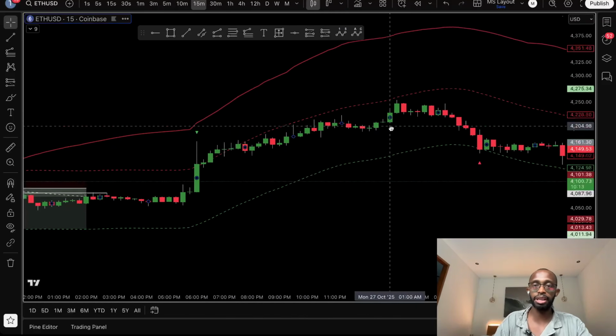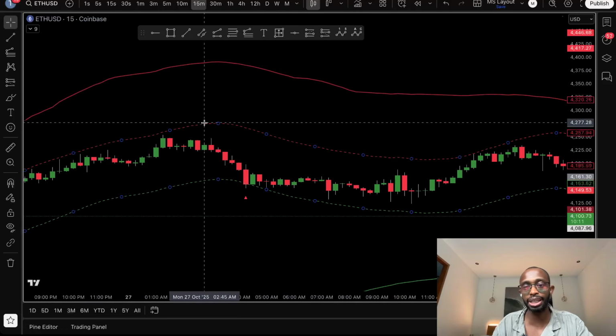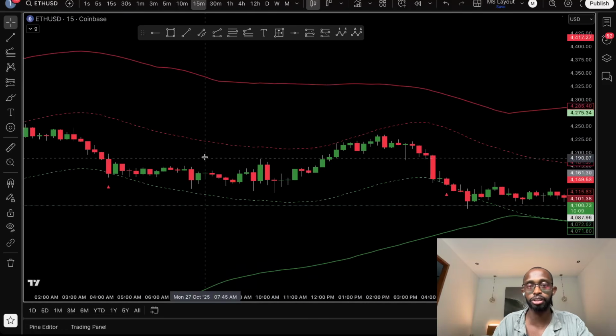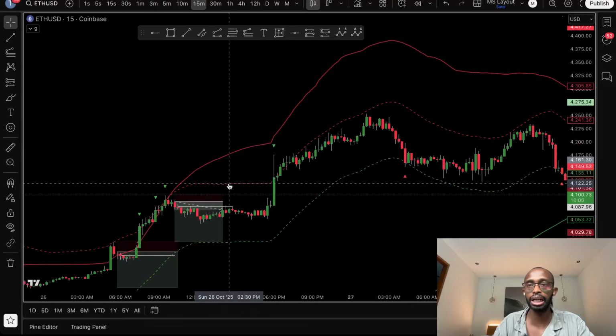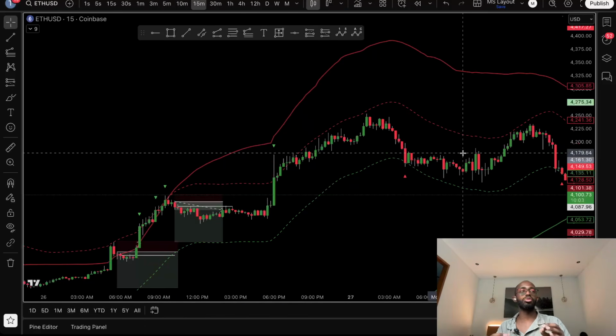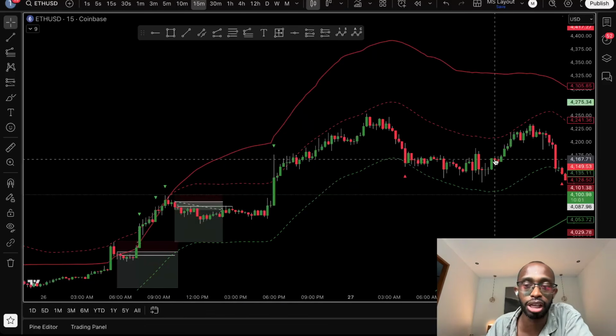Now, as we keep climbing up here, we see it did not occur. We would not enter. We would not enter because we did not get confirmation on the bands, right? We only got confirmation on the envelope, and that is too risky. You need as much confirmation as possible.